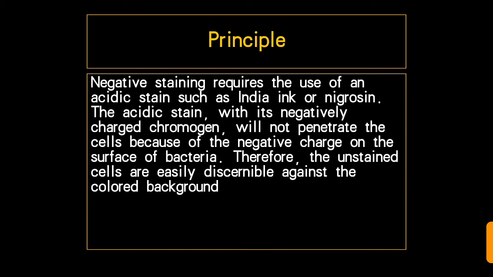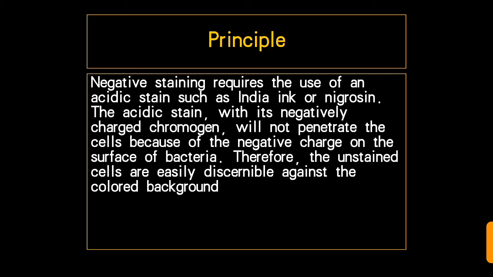Now what is the principle of negative staining? As we discussed, monochrome staining requires basic stains, right? Here in negative staining we require acidic stains. The acidic stains such as Indian ink and nigrosin are stains which have a negative charge on their chromogen or chromophore group, which imparts the color to the stain.